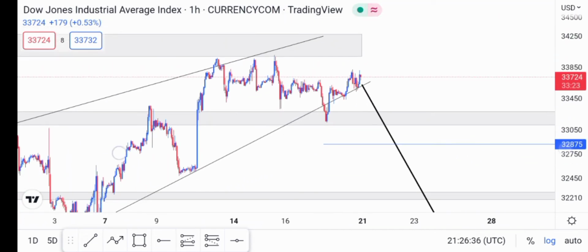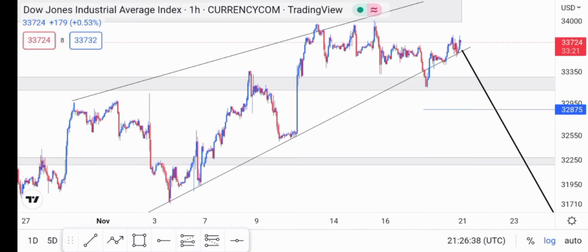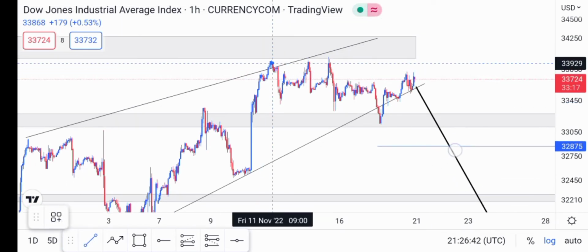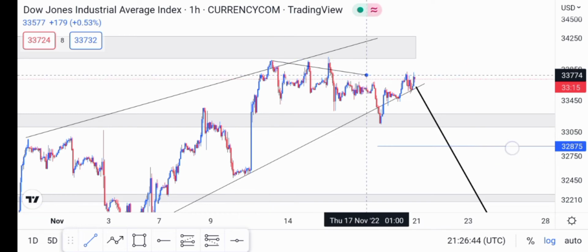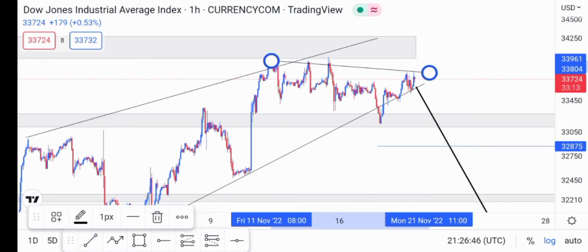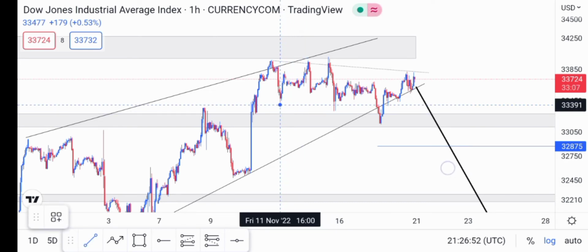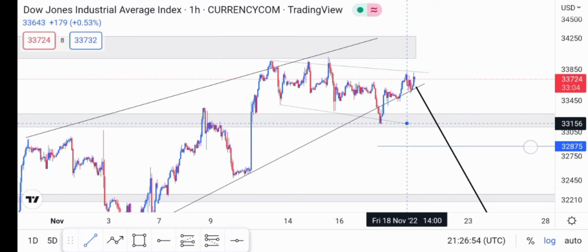If you look closely, this is a beautiful setup that I'm seeing here. A beautiful wedge, starting from right over here. Let us cater for here like this, with a dotted line. And let us cater for the lower side as well.